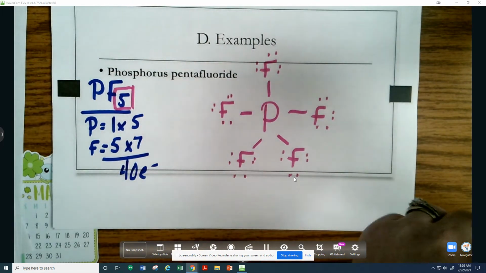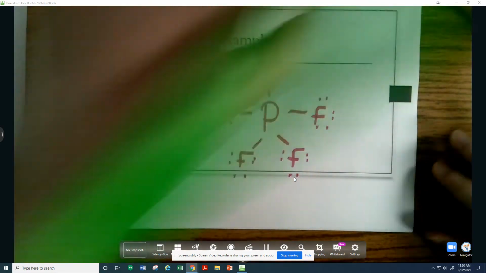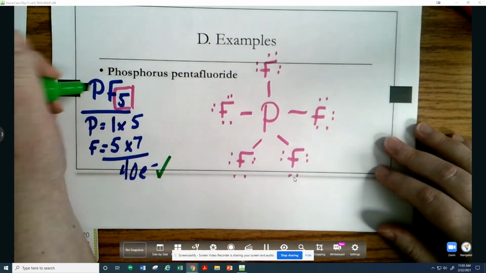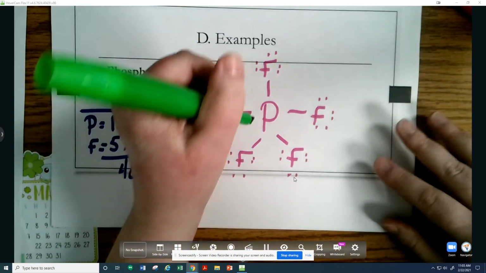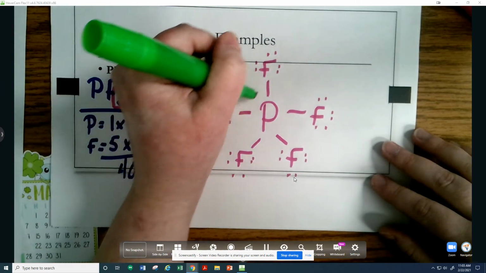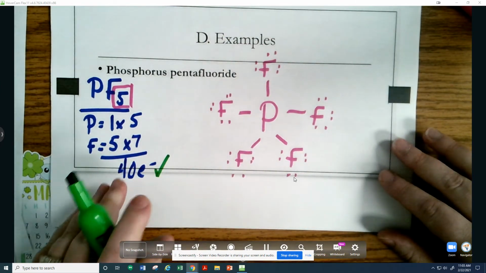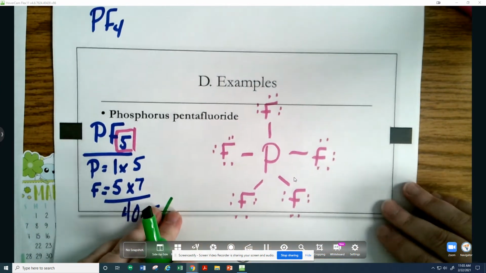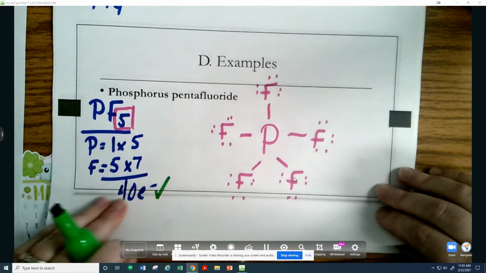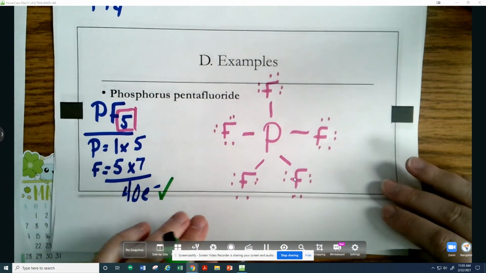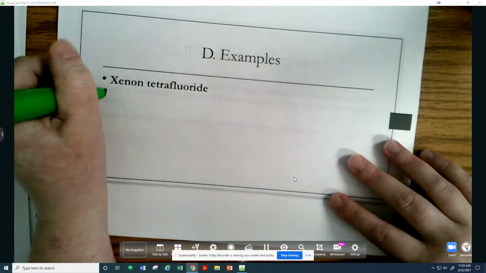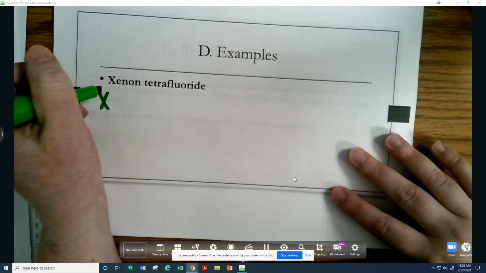When we look at our numbers here, we can see that we had 40 electrons to spend, so that's correct. We've used all of our electrons. And so again, the central atom has expanded, and it is okay to have 10 electrons around that central atom, to make sure all 40 electrons are used. So here, our next example is xenon tetrafluoride.